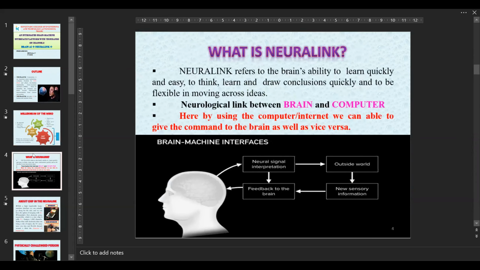Neural link refers to the brain's ability to perform activity, to learn quickly and easily, to think, etc. Neuralink is a link between brain and computer. The chip is placed in the brain, which is an intermediate between brain and computer. Here the computer or internet can be controlled by the brain as well as vice versa.